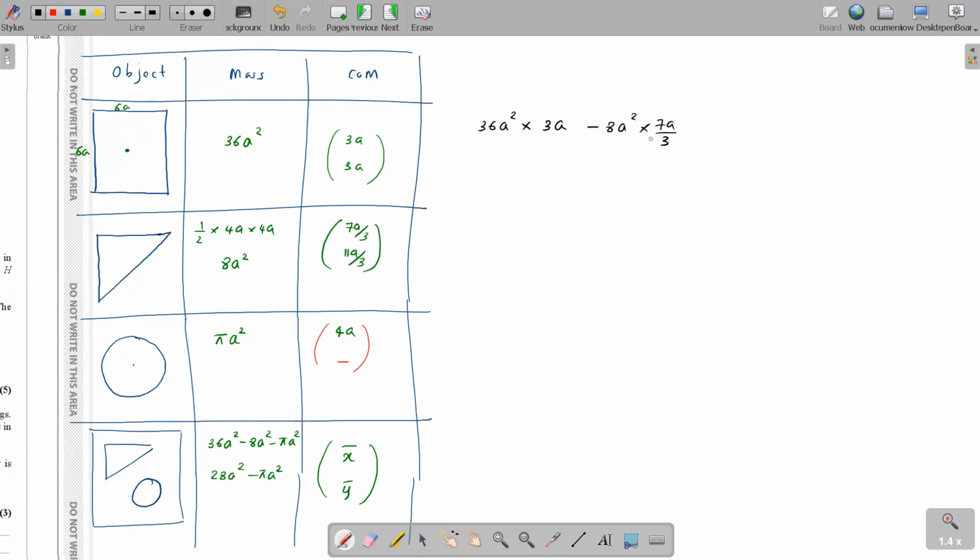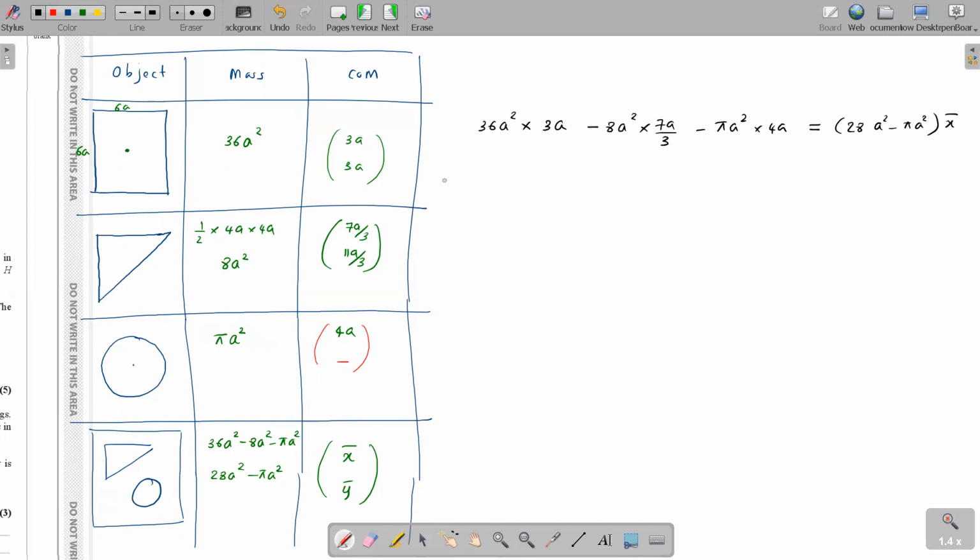Is that okay? And the circle: minus pi a square into 4a, because we are removing the circle. Then this equals the final mass, 28a square minus pi a square, into x bar, which is exactly what we are finding. When we simplify this, we should get the answer.